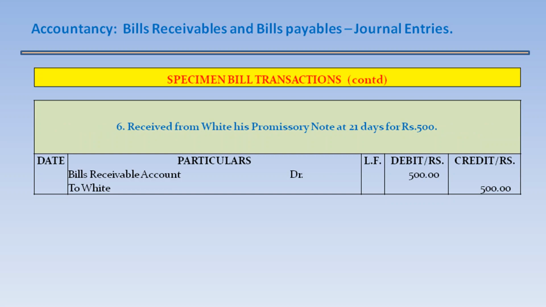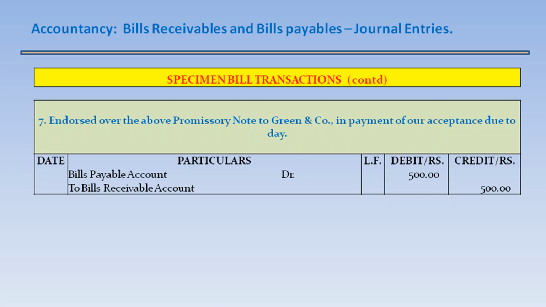6. Received from White his promissory note at 21 days for Rs 500. Bills receivable account debit to White 500 rupees. 7. Endorsed over the above promissory note to Green and Company in payment of our acceptance due today. Bills payable account debit to bills receivable account 500.